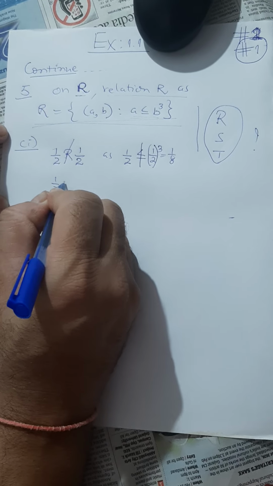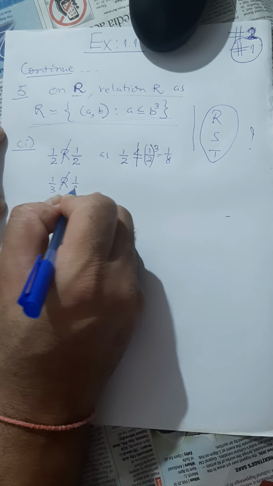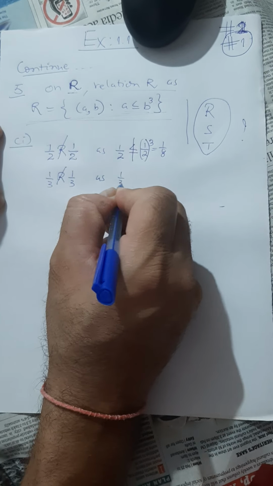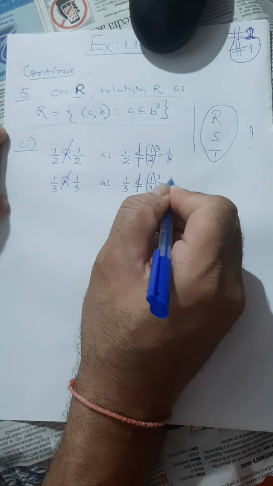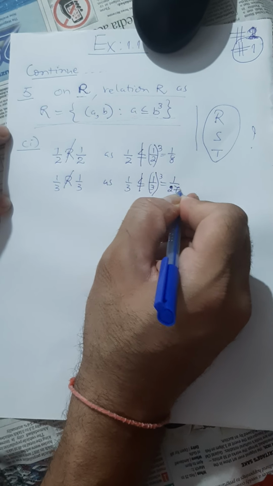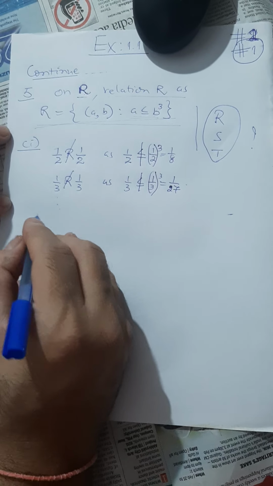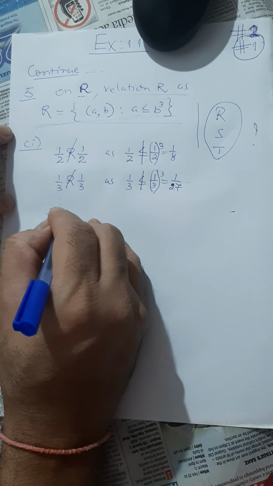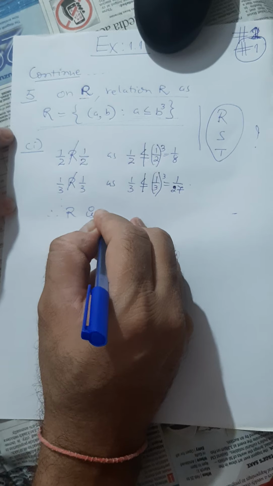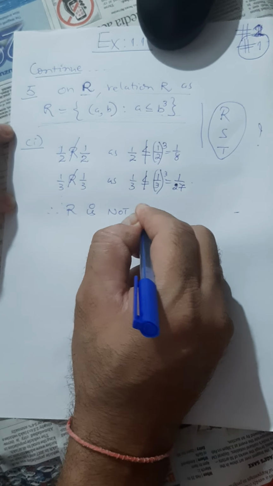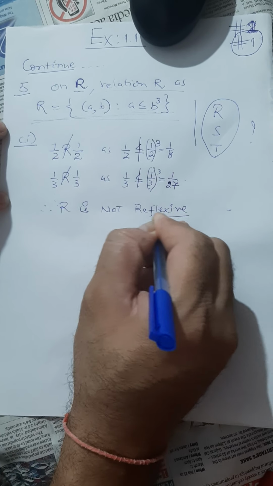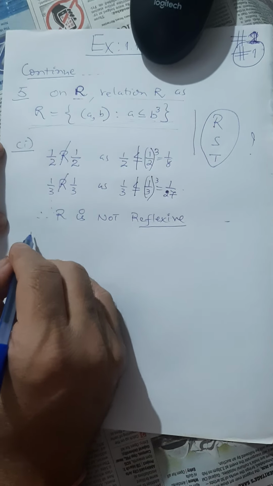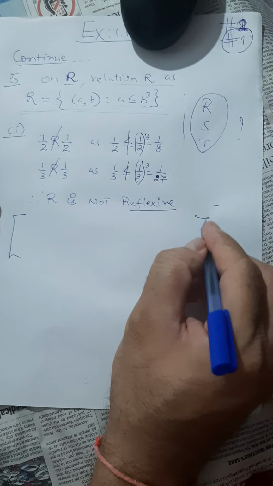So you can say that 1 by 2 is not related to 1 by 2. Even if you try 1 by 3, again it's not related to 1 by 3. Why? Because 1 by 3 is not less than or equal to 1 by 3 the whole cube, which is 1 upon 27, and so on. So you can say that R is not reflexive. One example is sufficient here, but I have given two. This is just for your information.